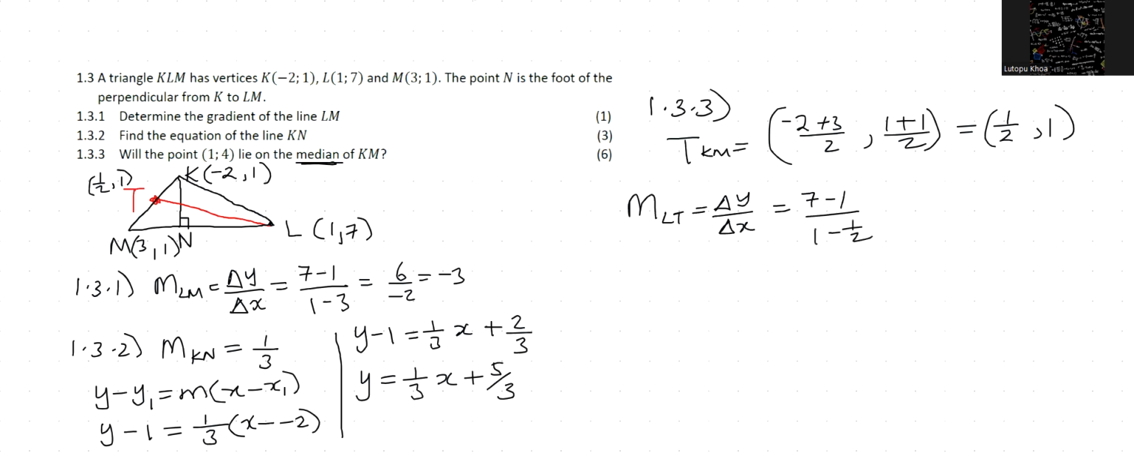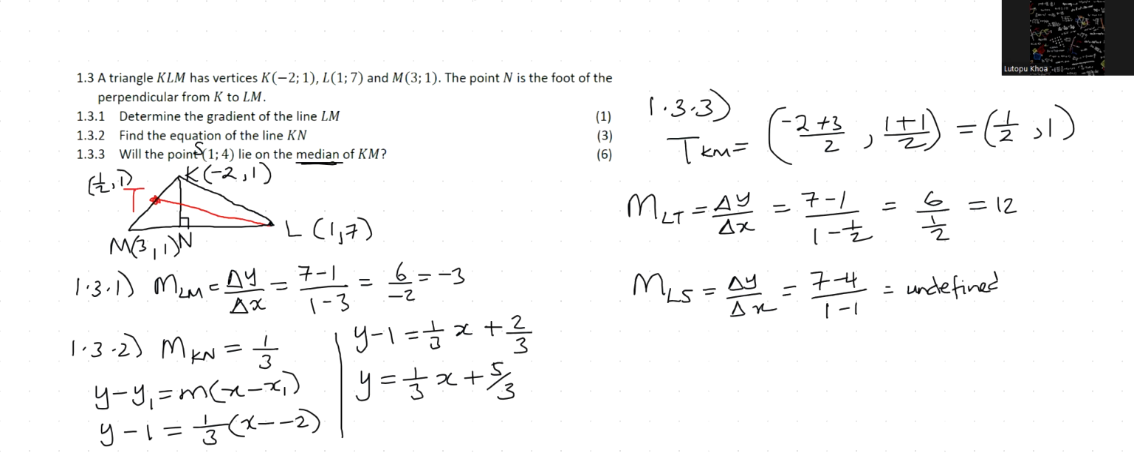So this is 6 over a half, which is 12. Okay, and then you can work out the gradient of this point here. I'm going to call it S. Okay, so LS. Again, this is delta y over delta x. So I have 7 minus 4 over 1 minus 1. In fact, the gradient, I have 1 minus 1. This is undefined because I'm dividing by 0.